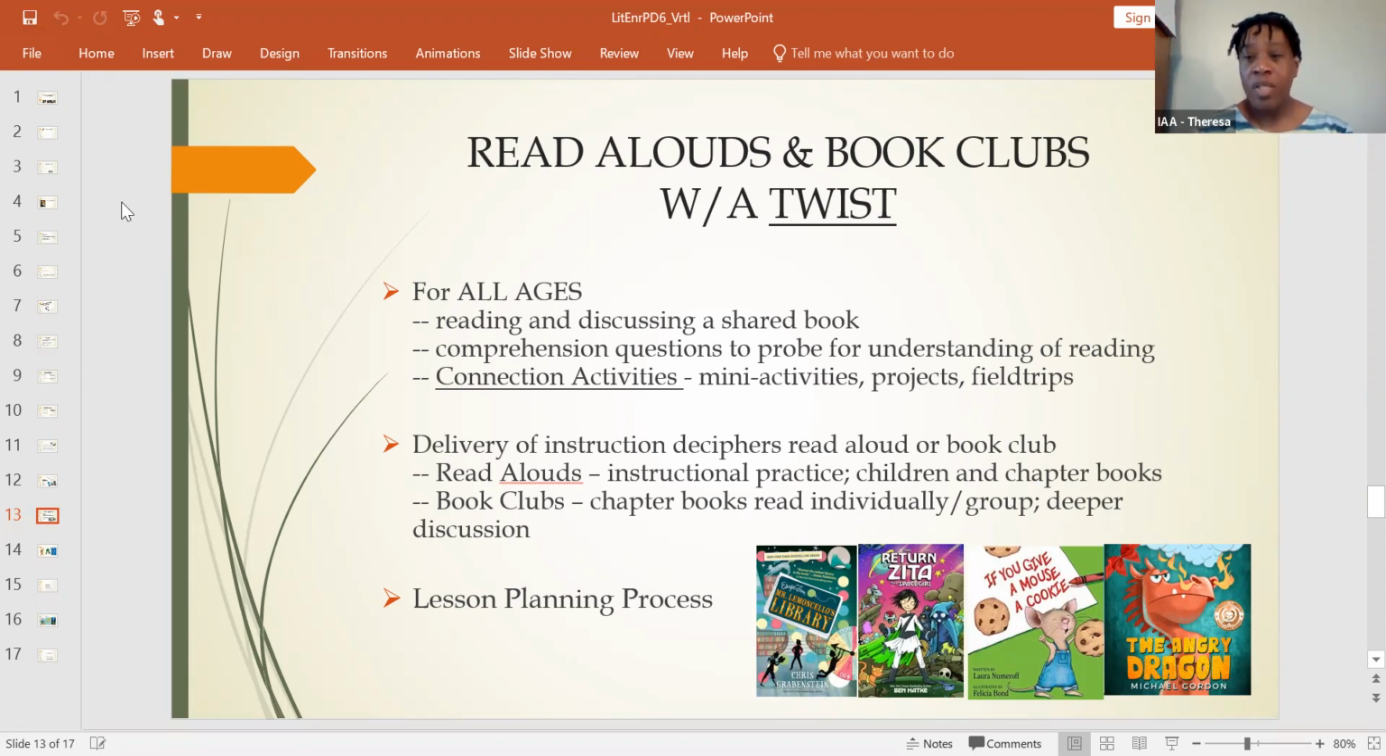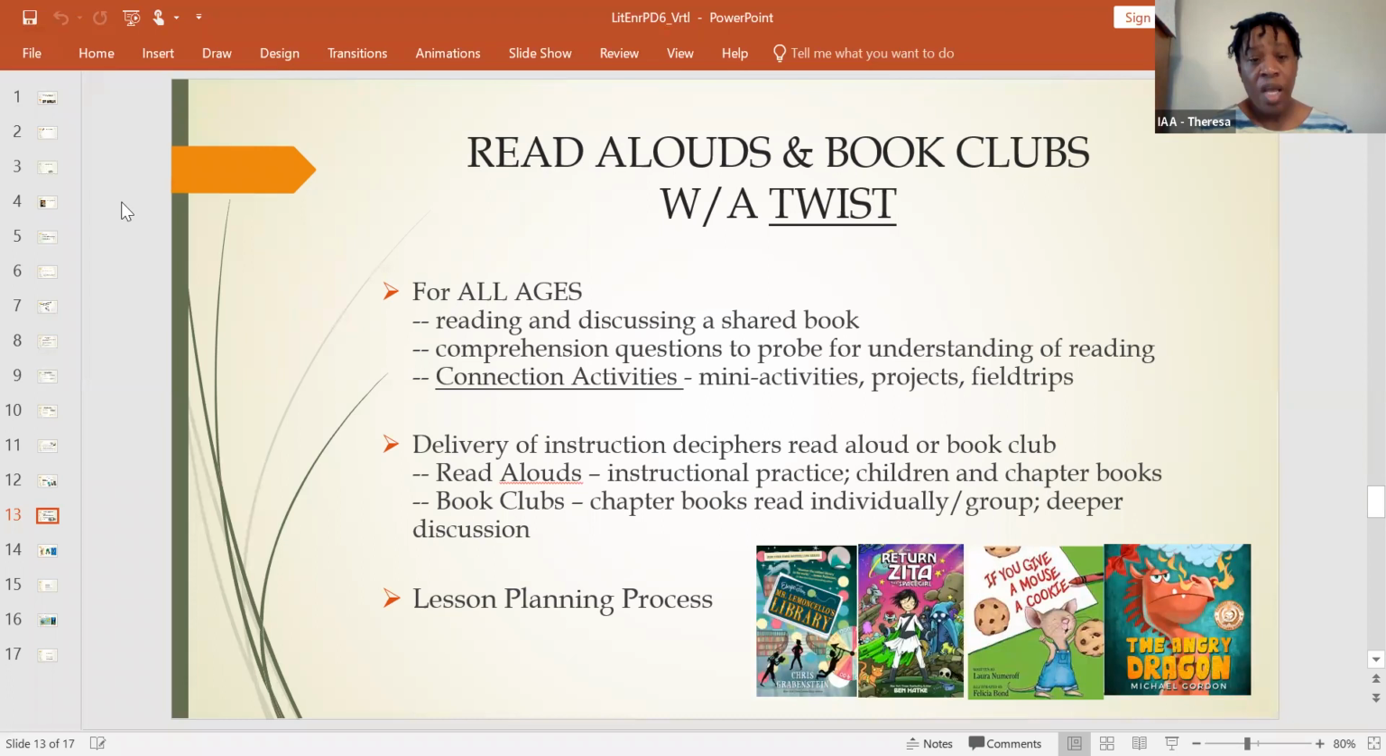And then the twist part is, as I said before, as coaches, we do a lot of reading, but we don't add the connection piece, connecting what we're reading to the kids' world. So the twist is the connection activities, and these can be either mini activities, projects, or field trips.